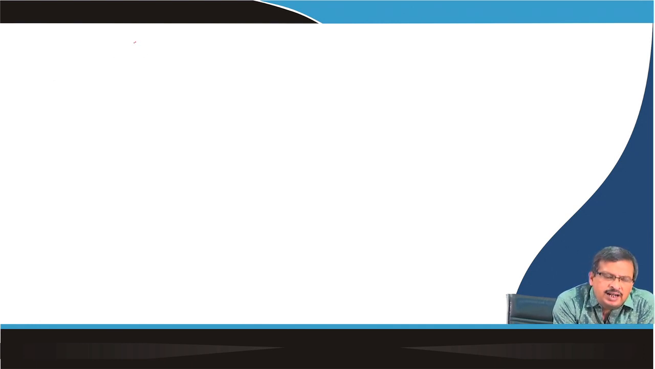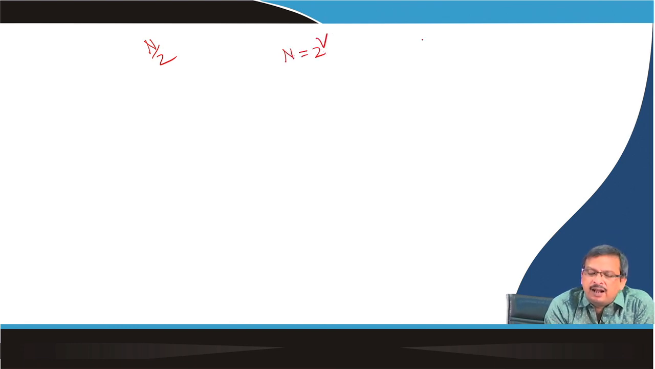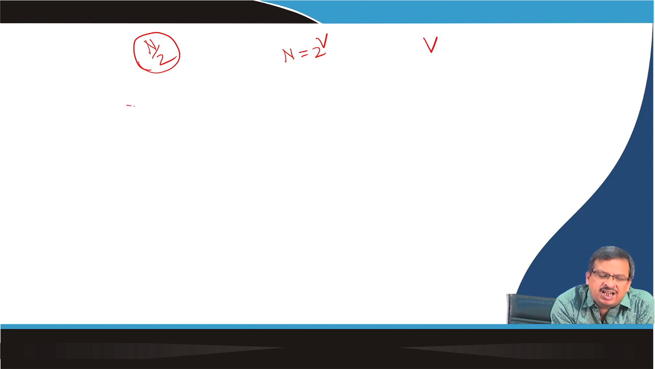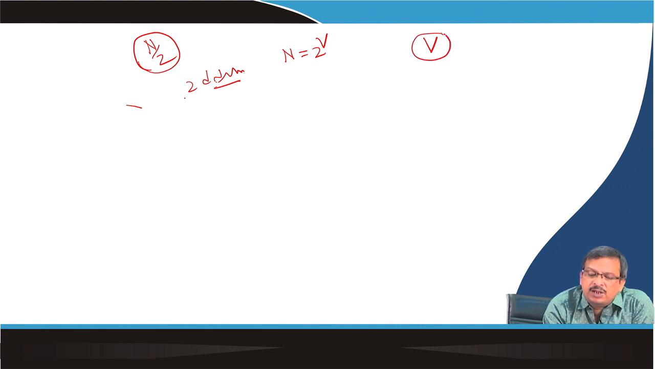I know that every stage I require N by 2 butterflies, and if N equals 2 to the power v, the number of stages is v. Every stage has N by 2 butterflies, and one butterfly requires only one multiplication and 2 additions. So, how many multiplications? Number of stages is v, each stage has N by 2 multiplications, so it is v into N by 2.